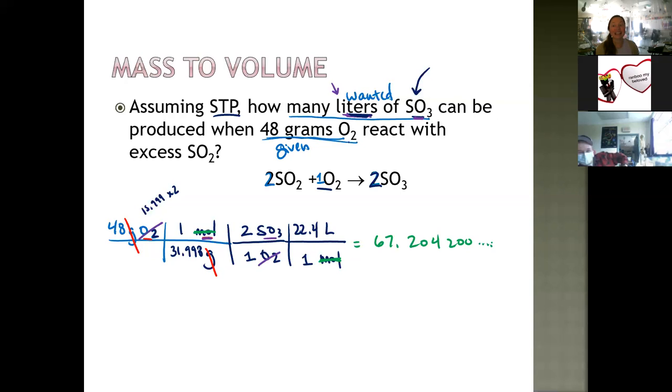How many should I keep? How many sig figs are we going to keep? 2, exactly. That 2 is going to keep that 7 right there. Final answer, 67. Check our labels. Liters of SO3.